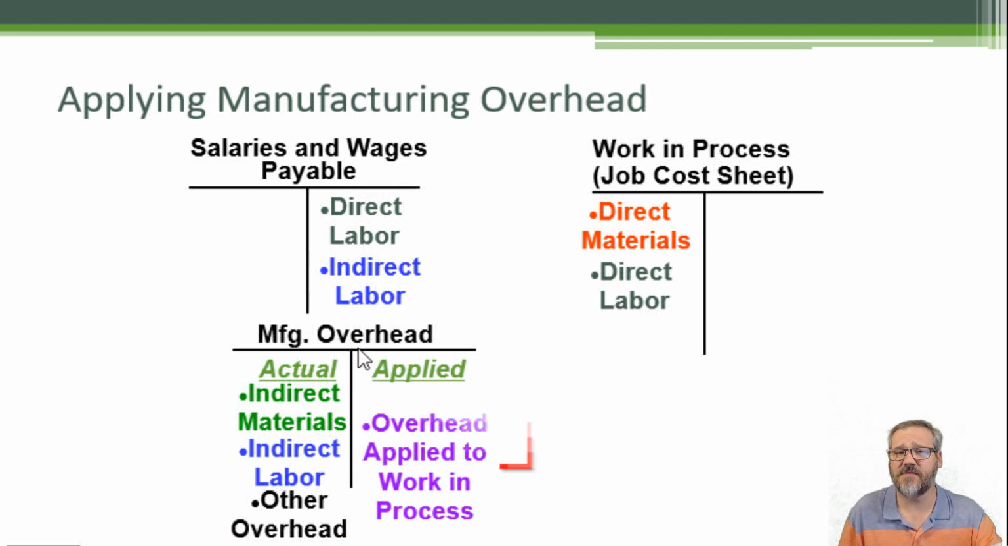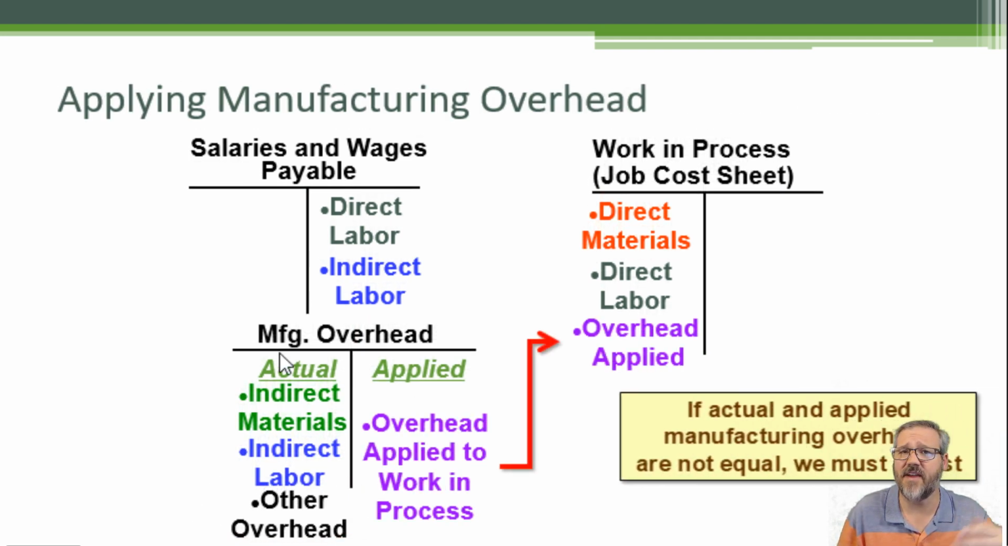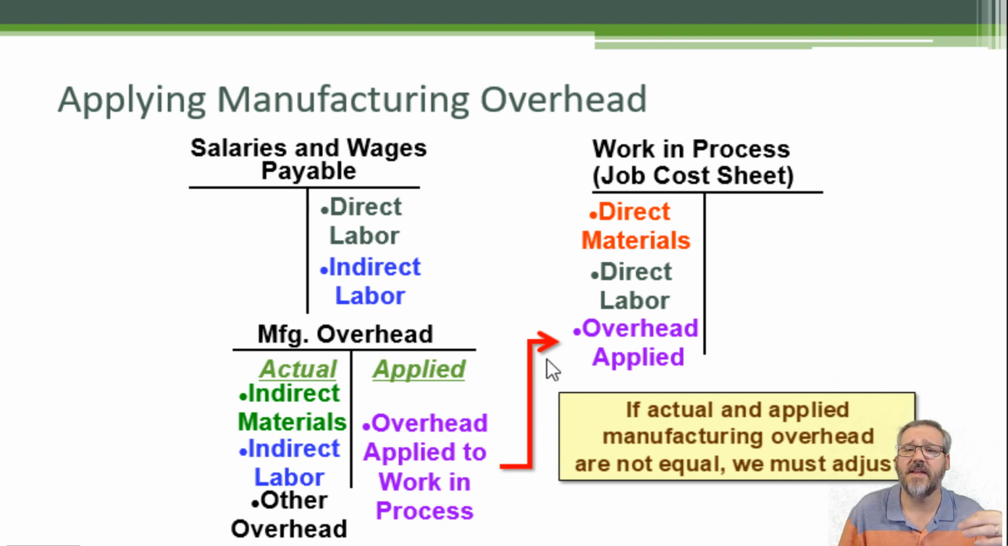Any other overheads, of course, we will apply to manufacturing overhead, but when we apply overhead to this job, to work in process, remember we're applying overhead based on direct labor hours. When we apply our charge for overhead, we're not basing it on anything but an estimate. Our actual is not going to equal our applied. It never will. These two will never balance.